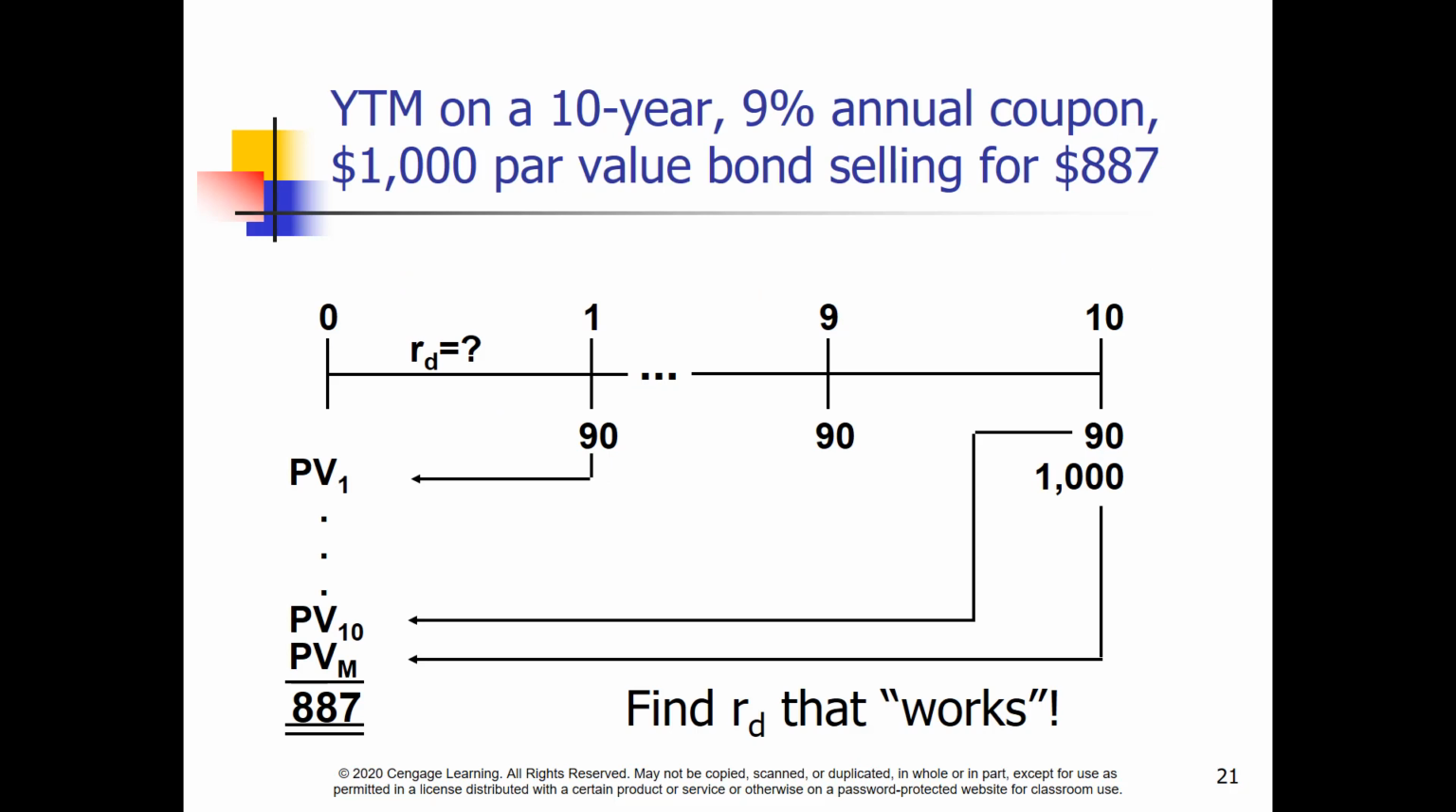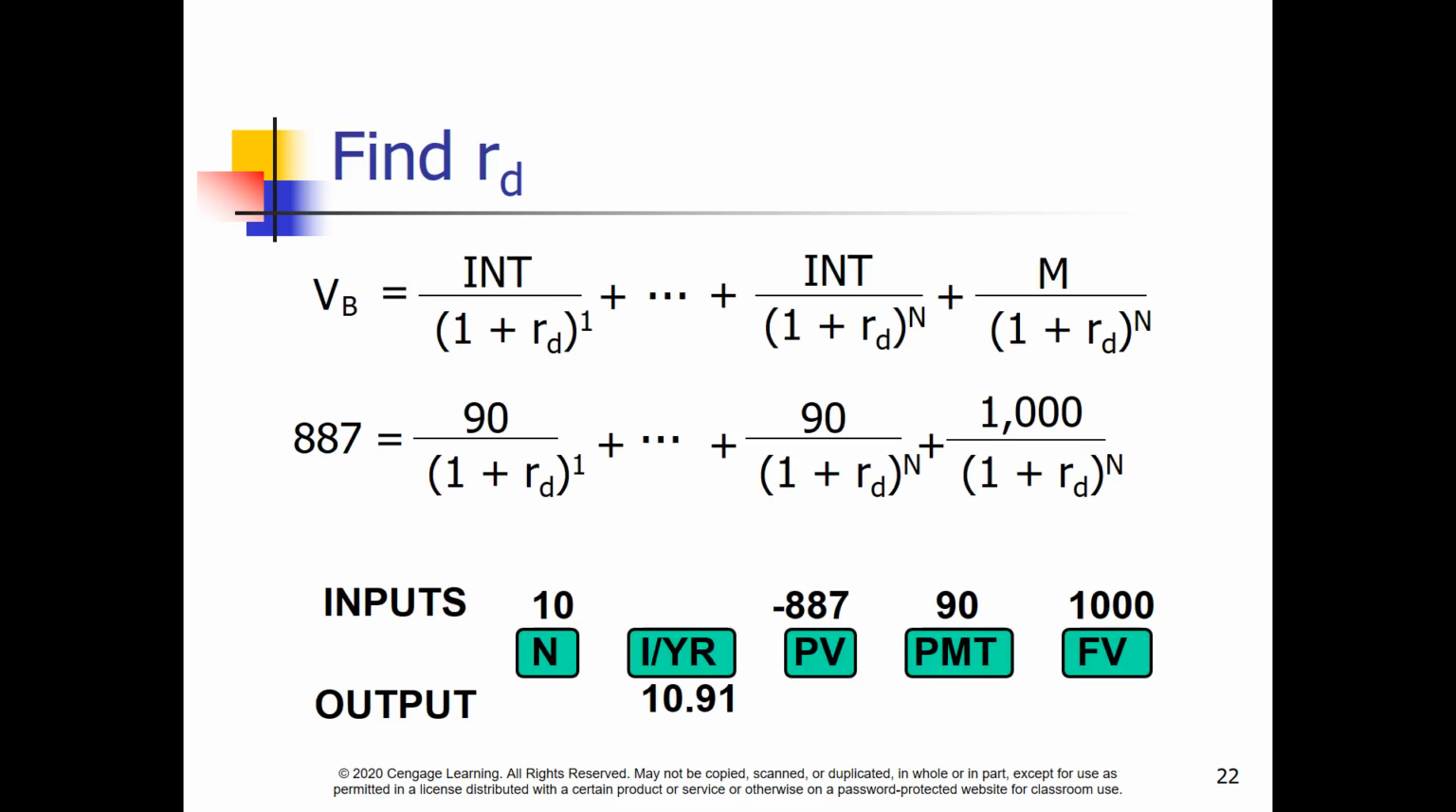Solving for the yield to maturity is solving for the root of a polynomial. It's possible to do it by hand iteratively, but using the TVM keys, you can easily find it with your calculator. Here's the calculator solution for finding the yield to maturity on our discount bond. Enter the known data and solve for I/Y.